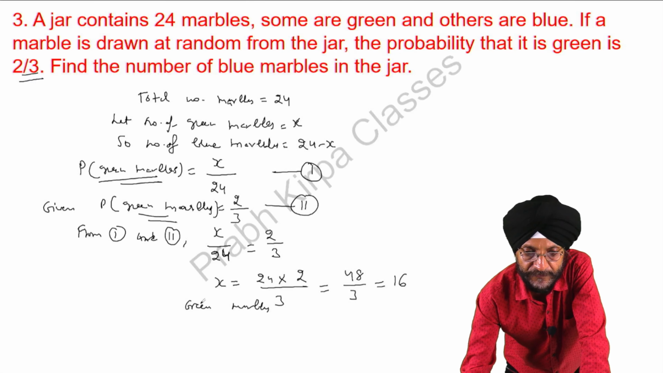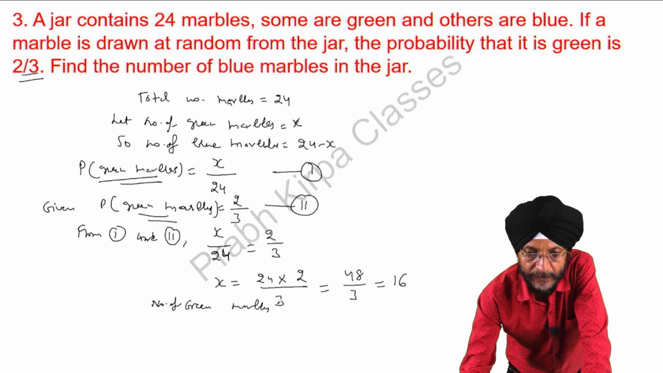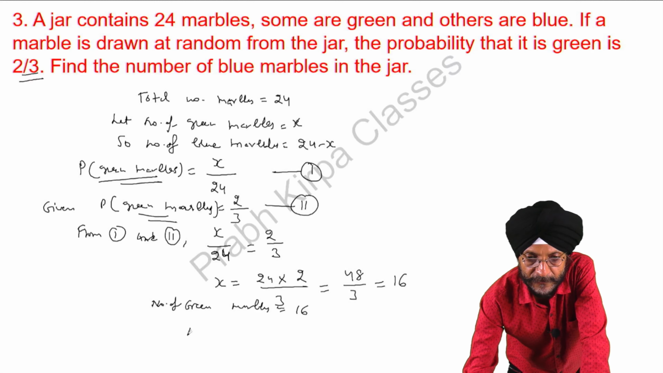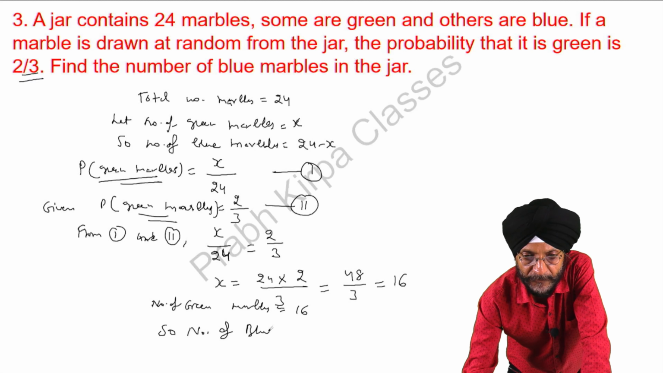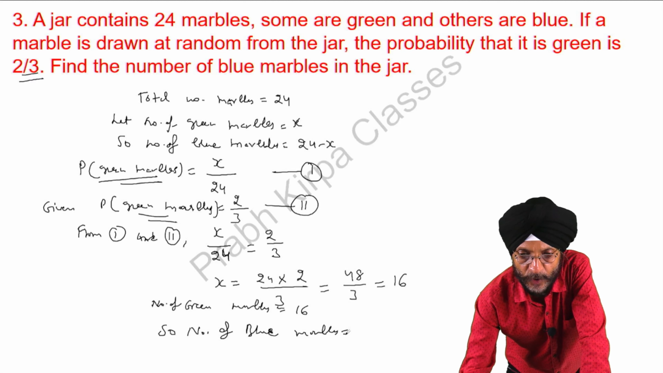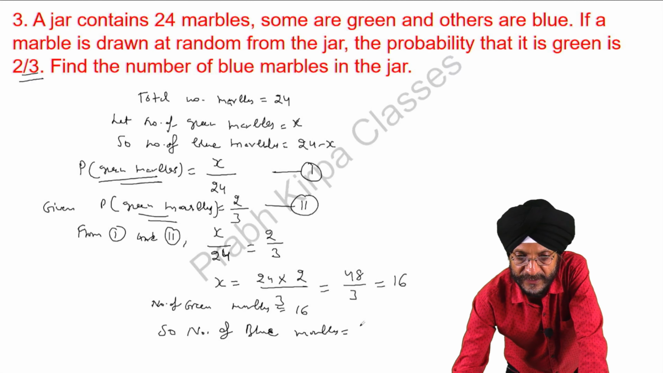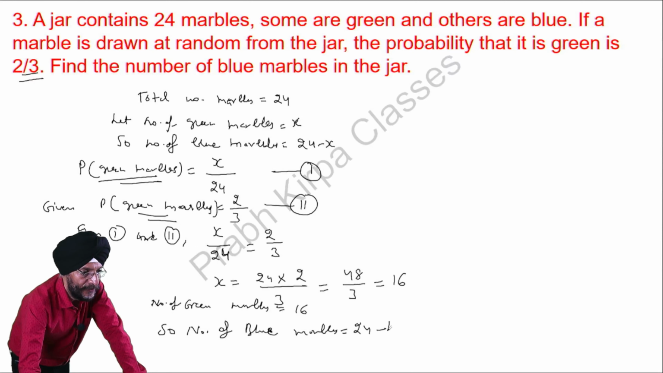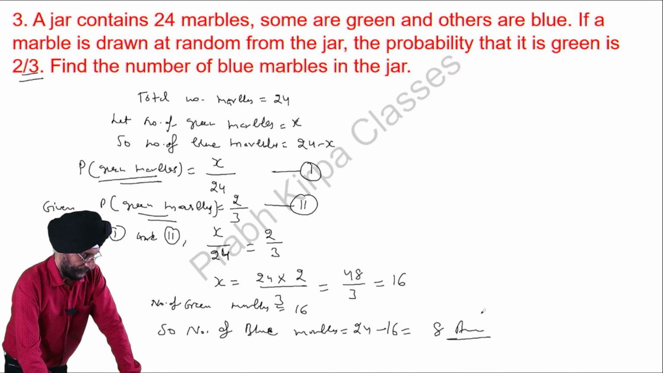Number of green marbles are 16. So now the number of blue marbles. Number of blue marbles are 24 minus x. Value of x we have calculated as 16. So this is 8. So this is the answer.